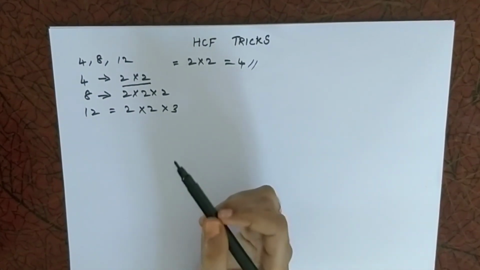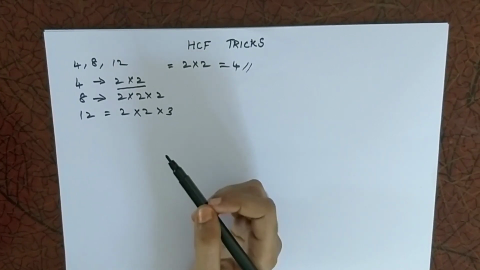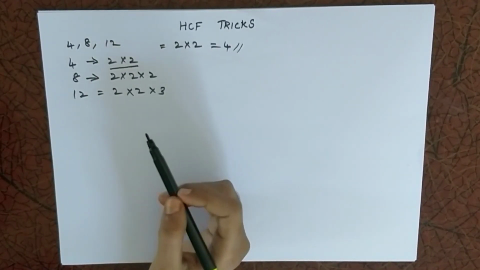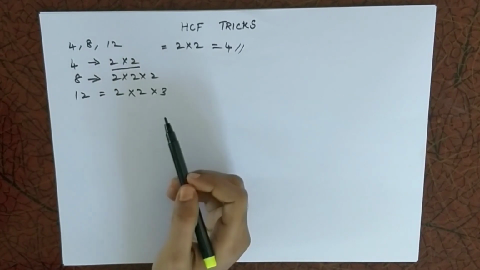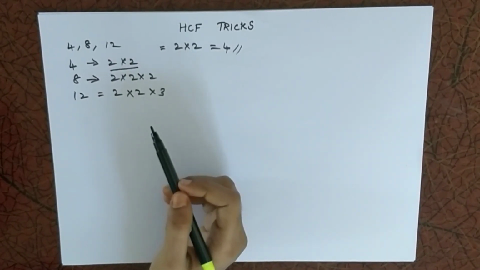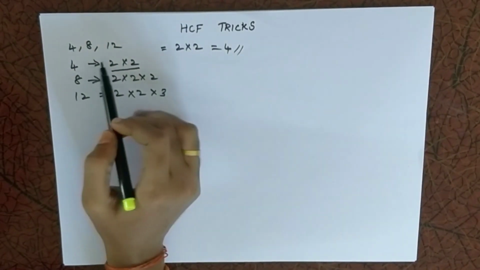This is the usual method we follow to find the HCF. But as you see, this method will take more time to solve. Instead of this, we have a simple technique. Let's solve this example first.